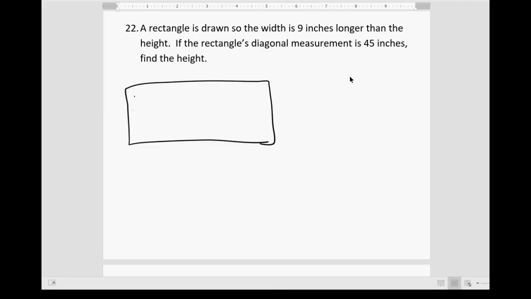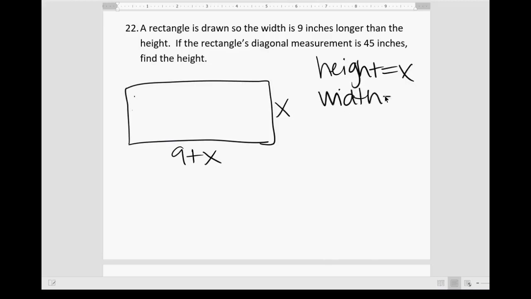Alright, so it's saying that the width is 9 inches longer than the height. So we'll make the height x and the width 9 plus x. It may help you to say that somewhere: the height equals x and the width equals 9 plus x. Make sure that makes sense to you. So the width is 9 inches longer than the height. If the rectangle's diagonal measurement is 45 inches, the diagonal is like this, 45 inches.